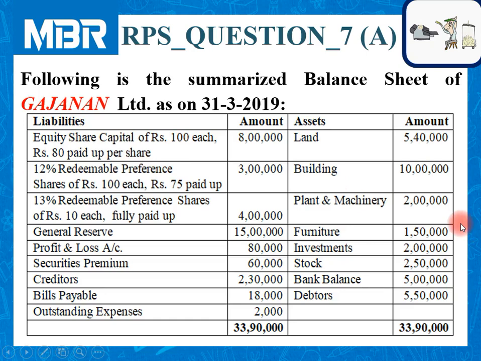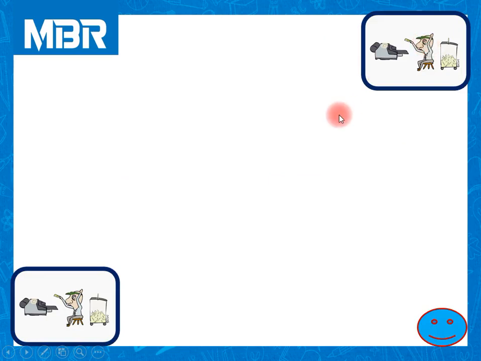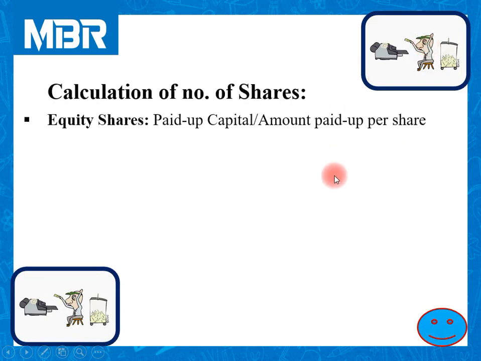As per the information available to us in additional information, we need to issue bonus in order to convert partly paid equity shares into fully paid up. So face value is 100, paid up amount is 80. So we need to issue bonus for rupees 20 per share. Now check the calculation that we have made over here.